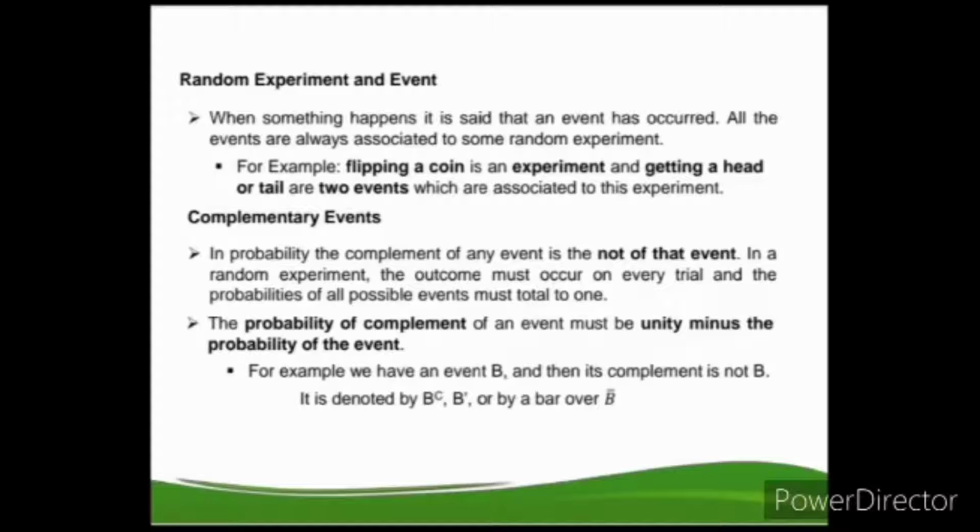Complementary events. In probability, the complement of any event is the not that event. In a random experiment, the outcome must occur in every trial, and the probabilities of all possible events must total to 1. The probability of the complement of an event must be unity minus the probability of the event. For example, we have an event B, and then its complement is not B.